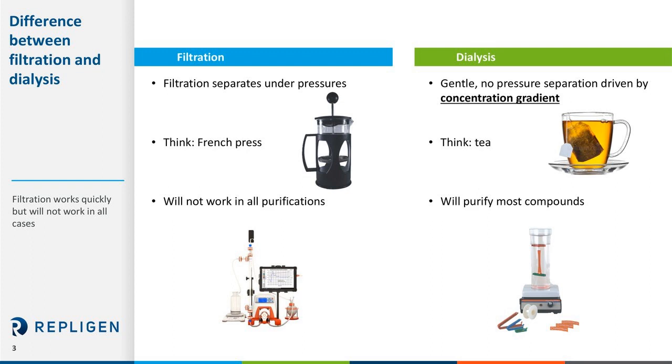So let's start at the beginning. Let's contrast filtration and dialysis. Filtration separates under pressure. Think of a French press when you're making coffee. Filtration is quick, but it will not work in all purifications. Dialysis is a gentle, no-pressure separation driven by concentration gradient. I have that underlined because that's the driving force that I go back to throughout this presentation. Think of tea diffusing into water. It will purify most compounds. However, the trade-off is it is not as fast.